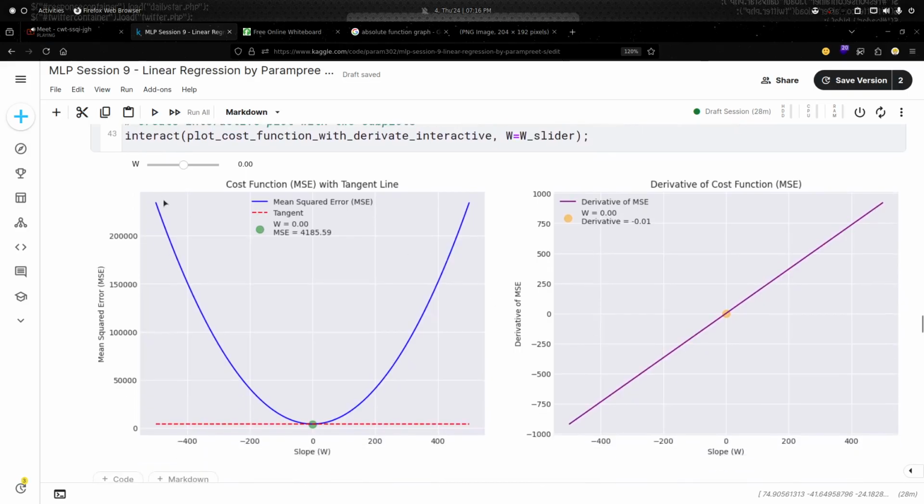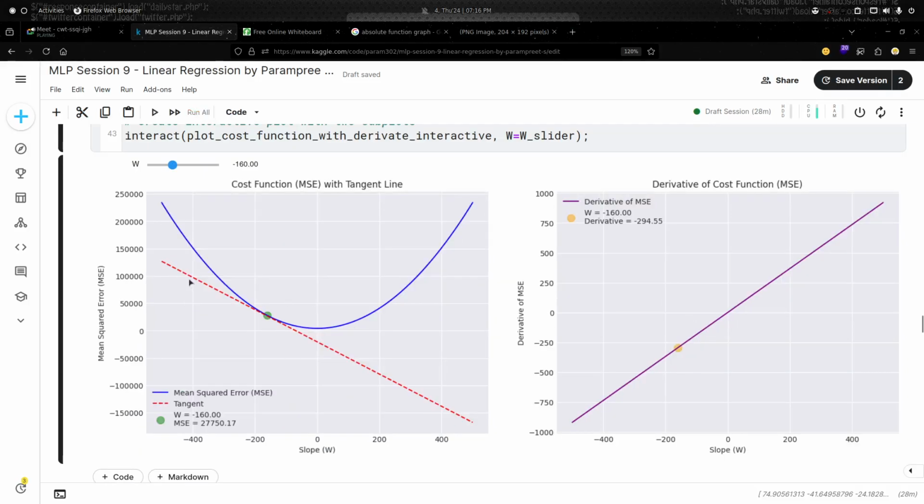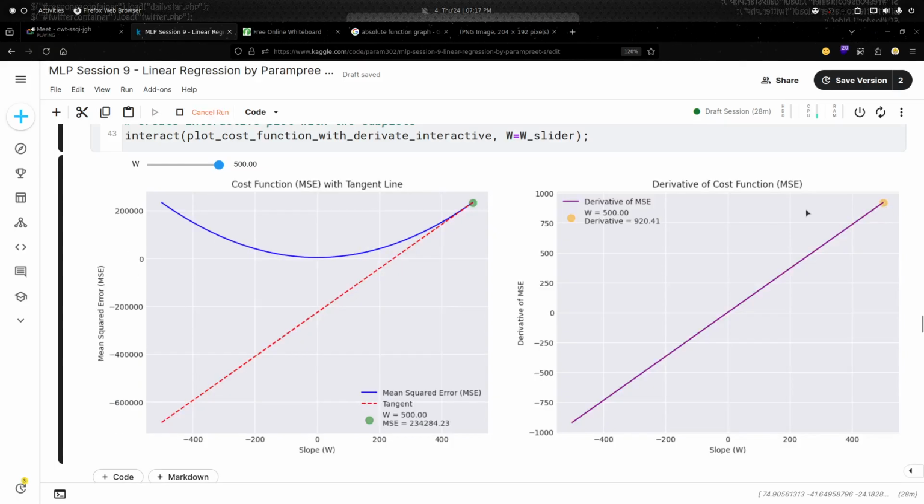If I decrease the value of w, you can see the tangent changes as the value of w increases. If I increase w, you will see the yellow circle go upward because the slope is increased. What we have to do is, if we start from here, let's suppose at minus 500, we have to reach this 0 value.